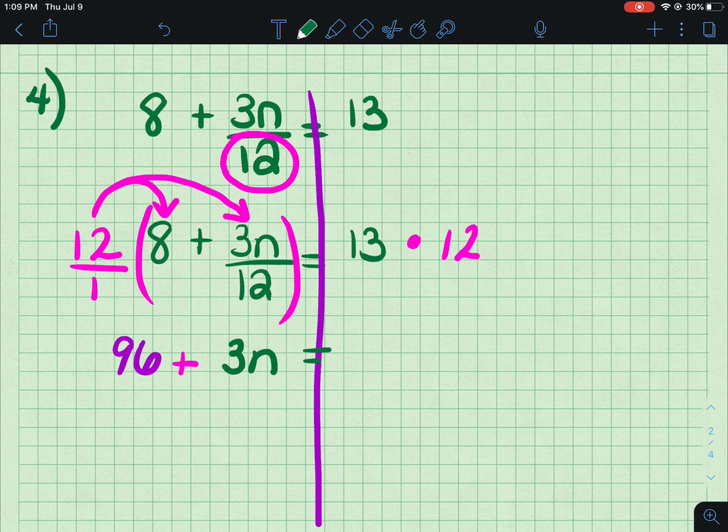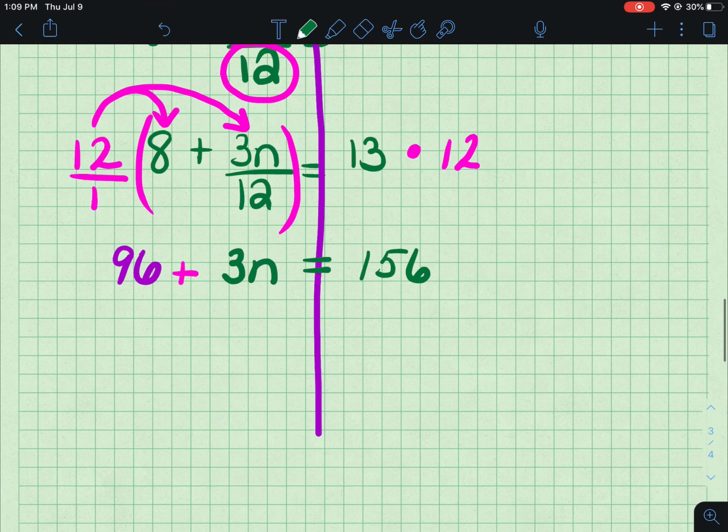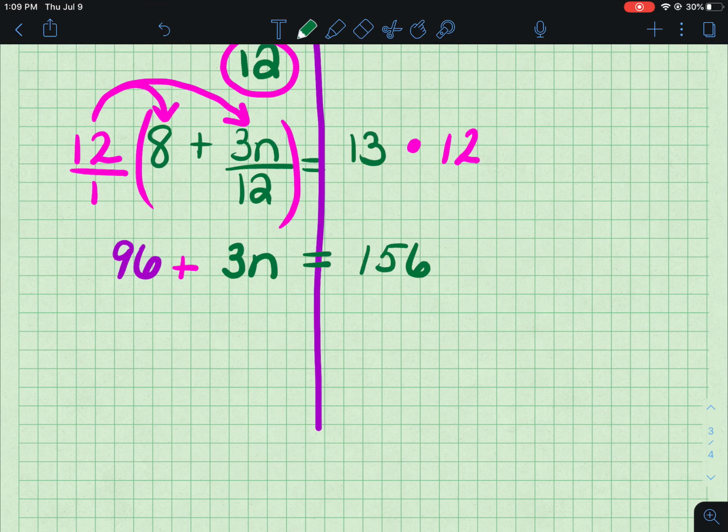And on the other side, if you don't know 13 times 12, that's okay. I actually did it in my calculator. I get 156. Now this looks a little backwards, but you still have to just follow my steps. Next step, step 2, is to simplify each side. Is there anything on each side that needs to be simplified? There is not, because on the left side we have a 96 and a 3n. Well, we can't put those together. They're not the same. And then on the right side we have 156.